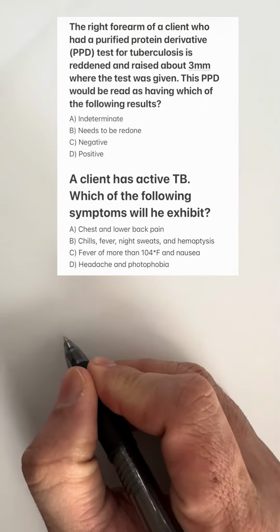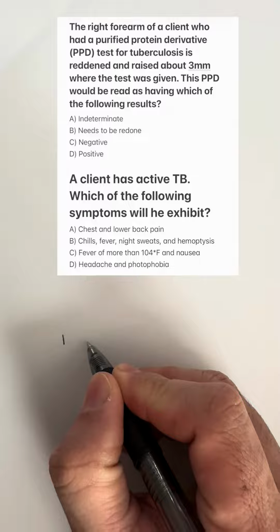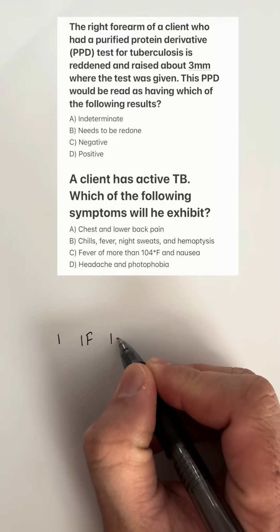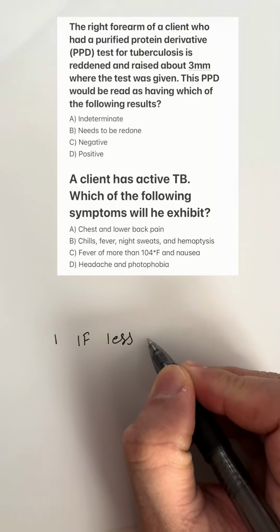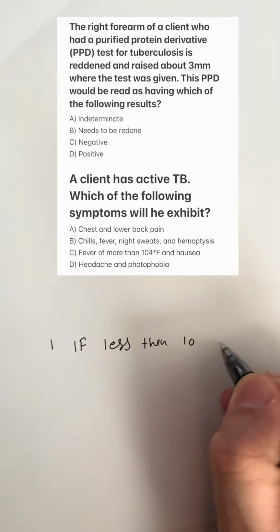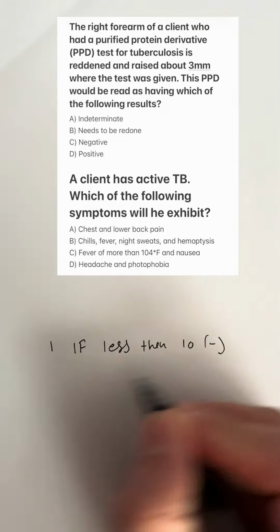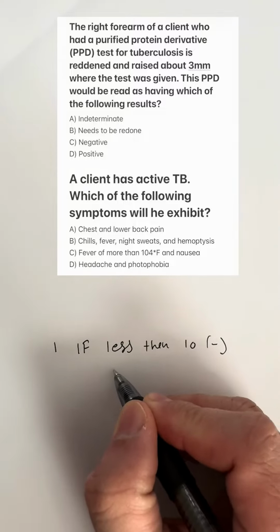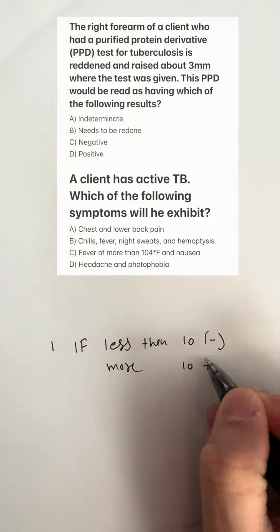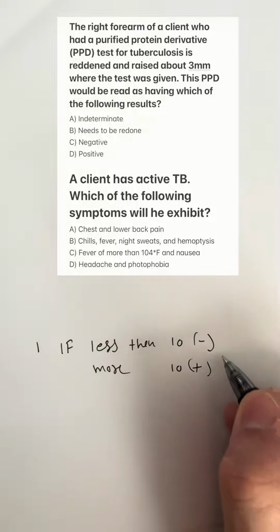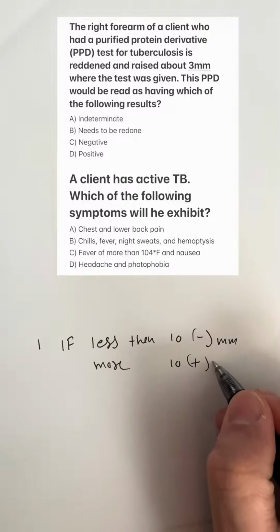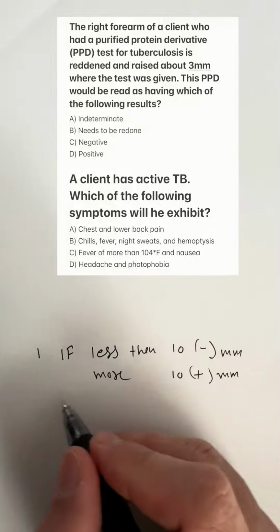So first things first, you must know that for a normal person, if it is less than 10 millimeters, we call it negative. If it is 10 or more millimeters, we consider it positive. So you have to know: less than 10 millimeters is negative, 10 plus millimeters is positive.